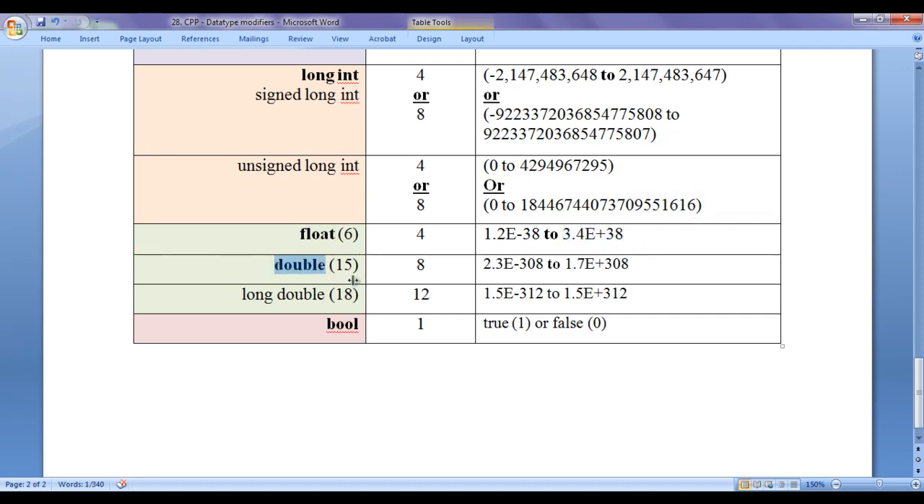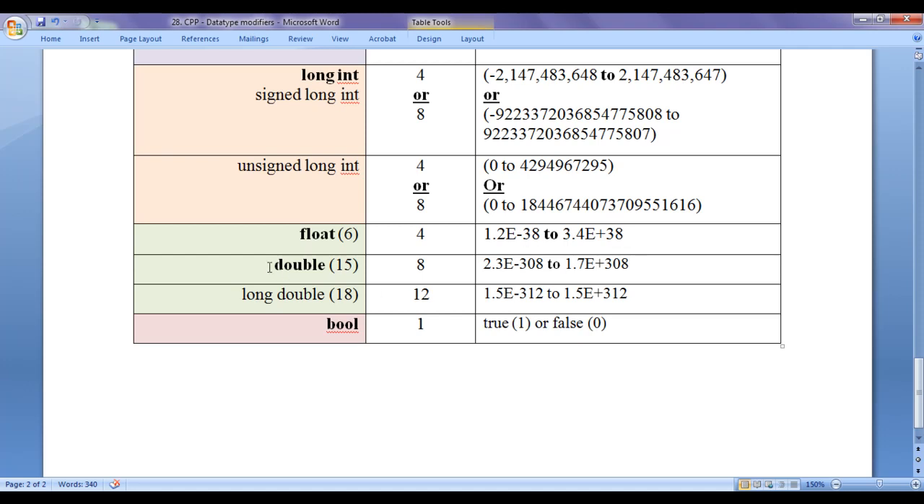Double type data can have 15 digits after the decimal point. It is of 8 bytes. Inside double type memory, the minimum value possible to store is 2.3 multiplied by 10 raised to the power of minus 308, and the maximum value possible to store inside double type memory is 1.7 multiplied by 10 raised to the power of 308, guys.